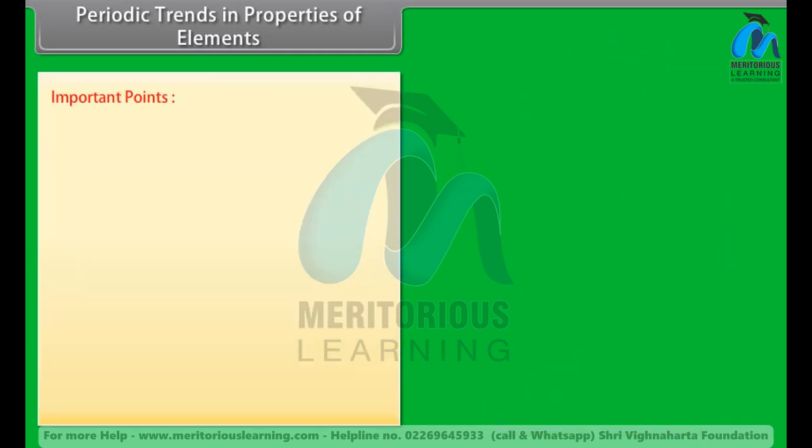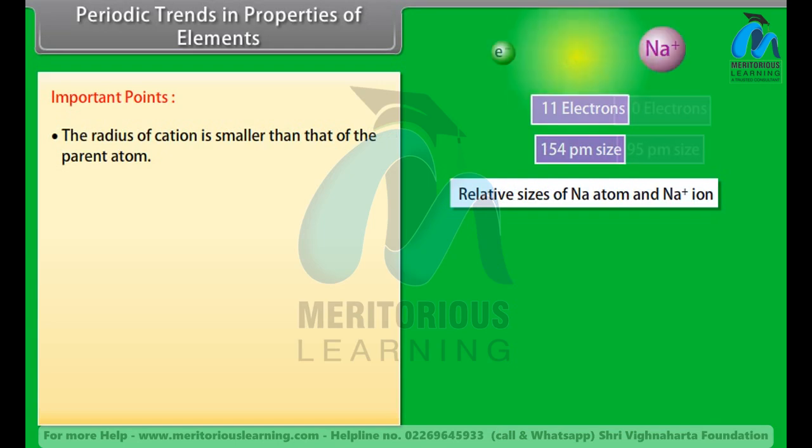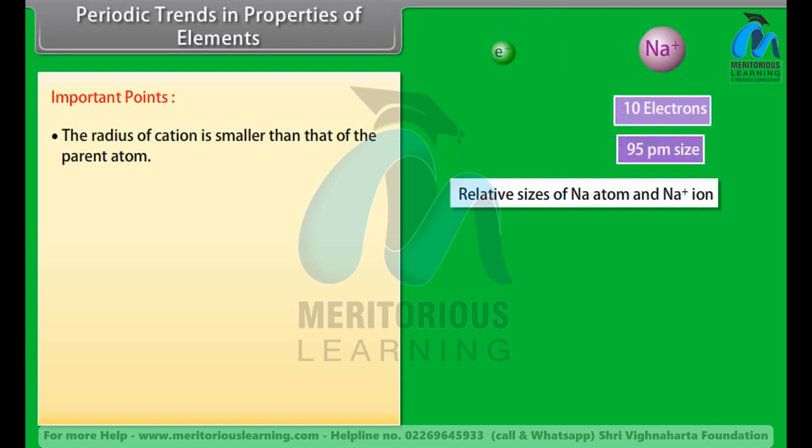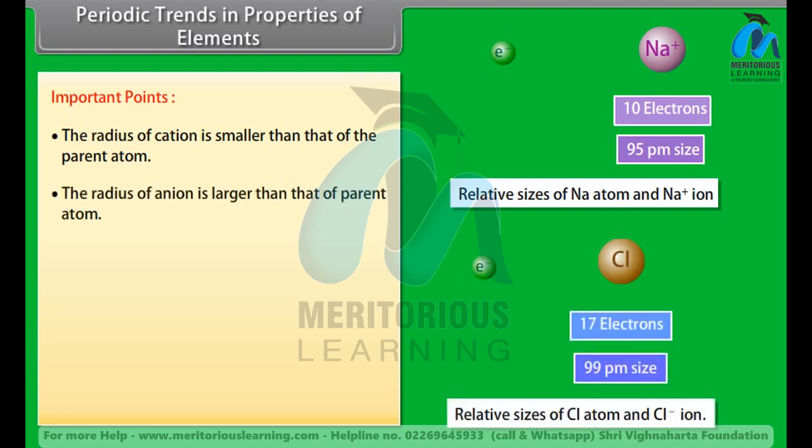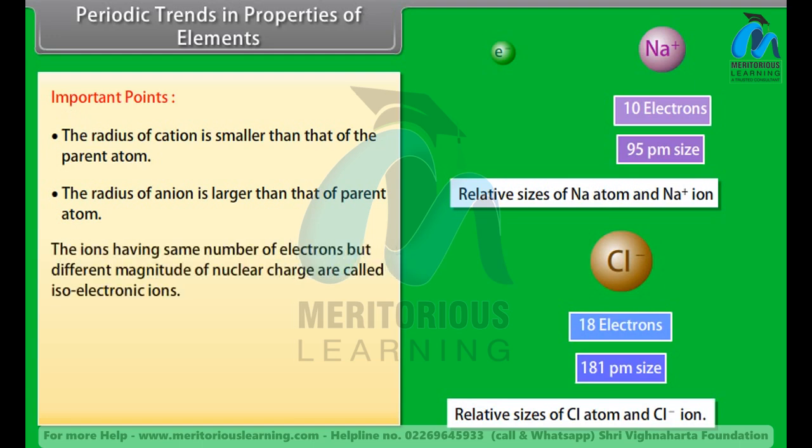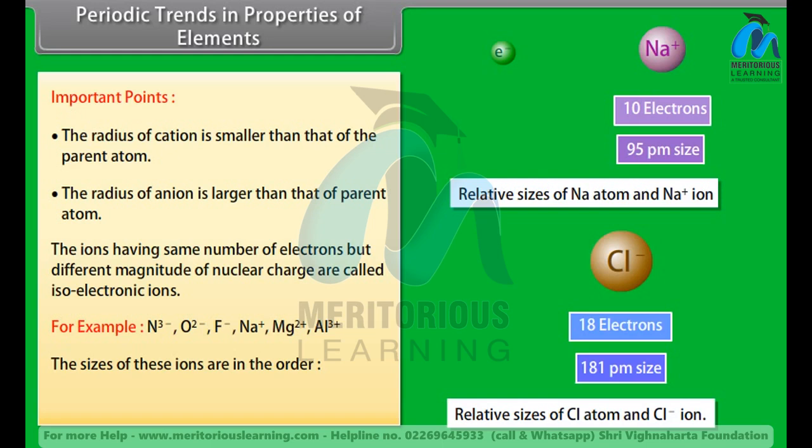Important points. The radius of a cation is smaller than that of the parent atom. The radius of an anion is larger than that of the parent atom. The ions having the same number of electrons but different magnitude of nuclear charge are called isoelectronic ions. For example, the size of these ions are in the order shown.